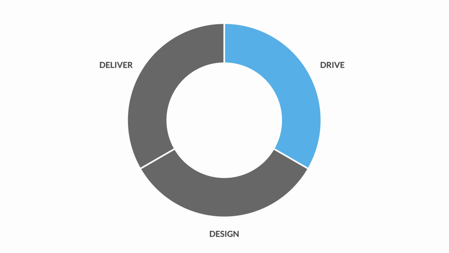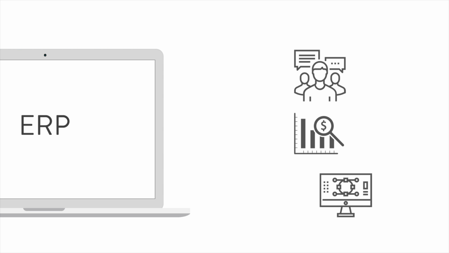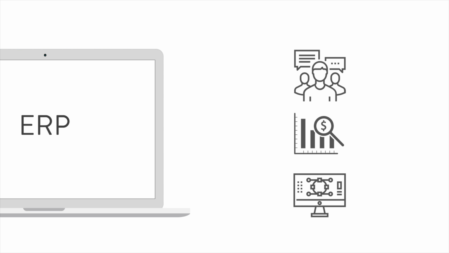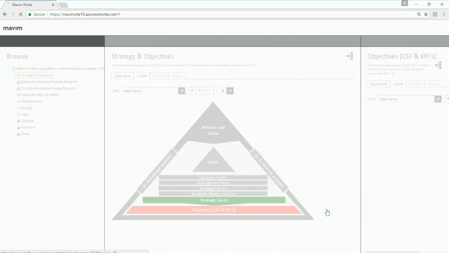Implementing an ERP system is not an end in itself. It is connected to a number of company goals and strategies, such as improving customer-facing interactions, reducing wasteful spending, or driving digital to the core of business operations. In Mavim, you can see how NSure recorded their strategy, including their mission, vision, goals, and objectives.